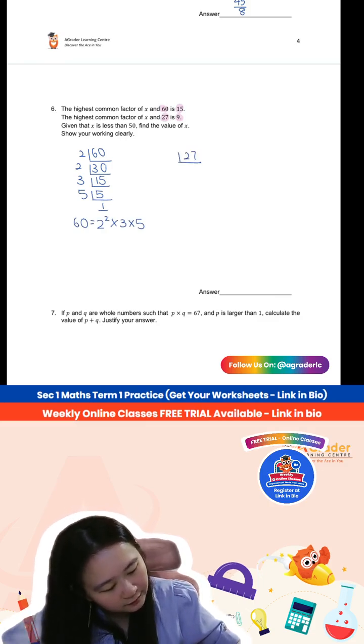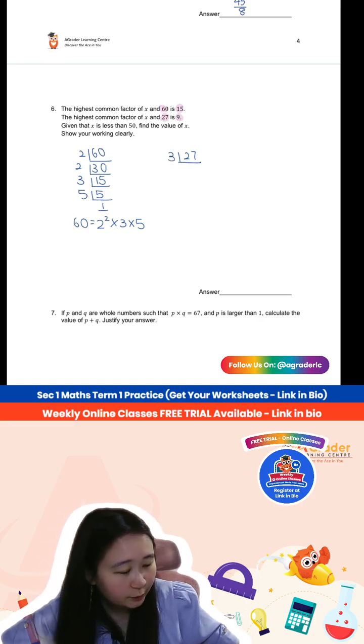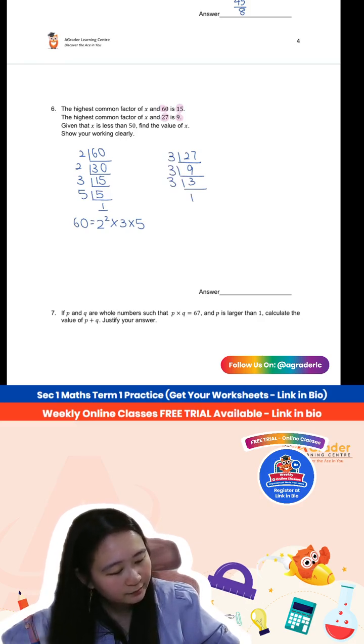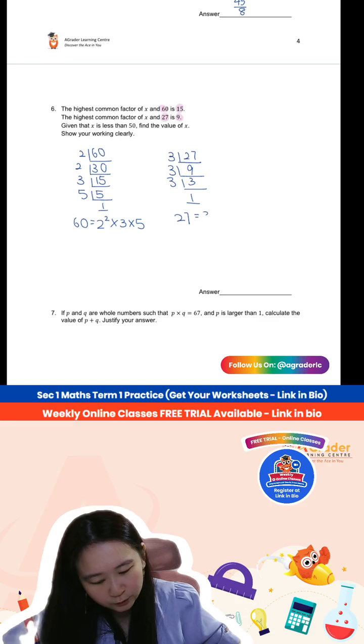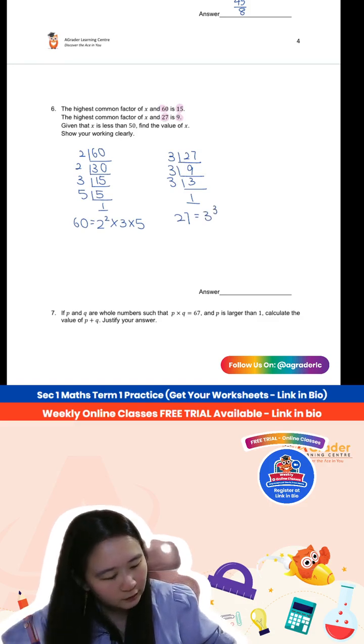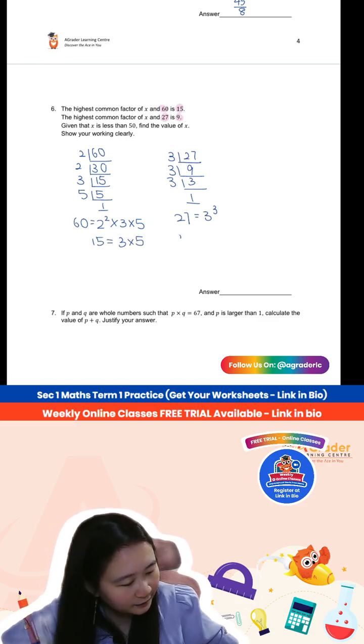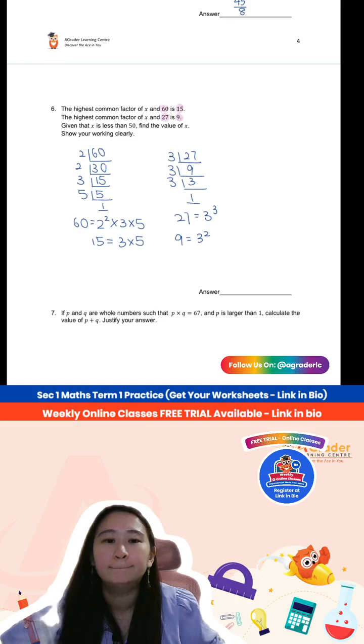27 divided by 3, we get 9. Divide by 3, we get 3. And divide by 3, we get 1. So 27 equals 3 cubed. 15, very straightforward, 3 times 5. And 9 is just 3 squared.